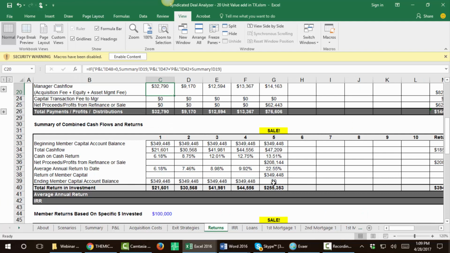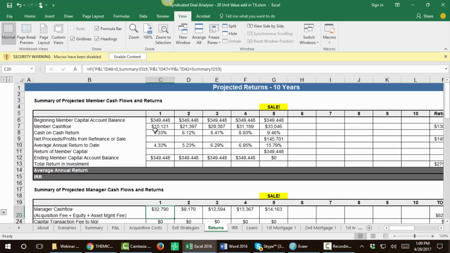So if you put this all together, here's how the components fit together. You have the cash on cash return. Let me go up here. You have the cash on cash return, which we talked about for the investors, starting at 4%, going to just under 10. So you have this here.